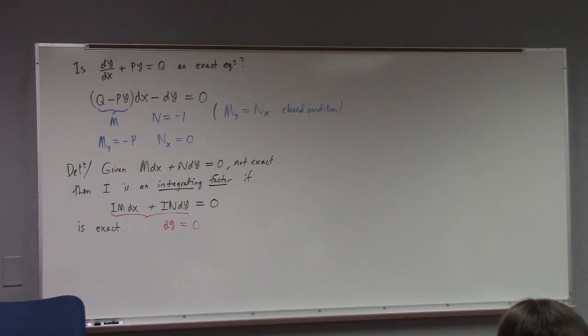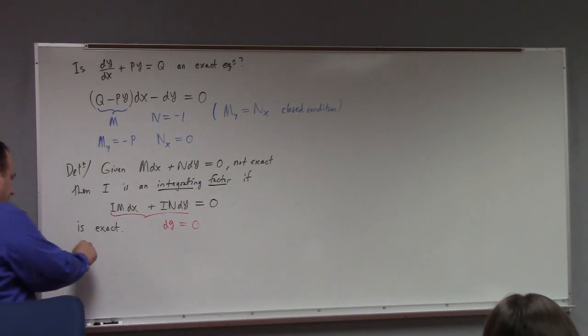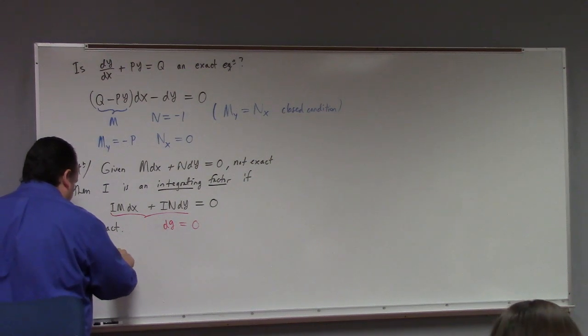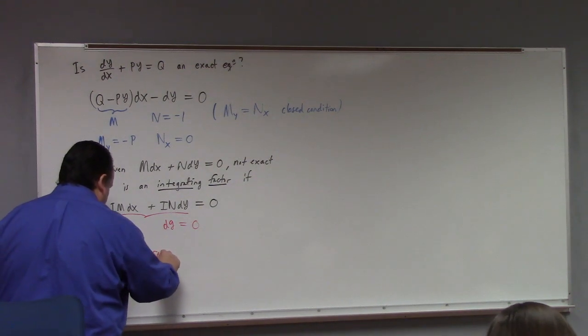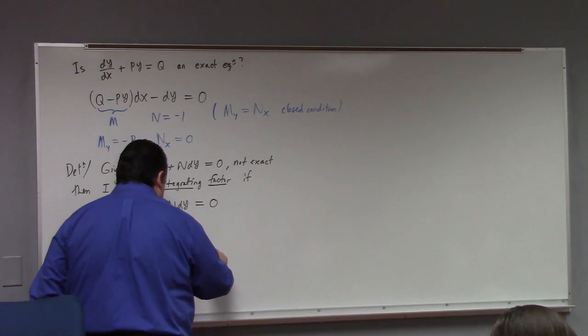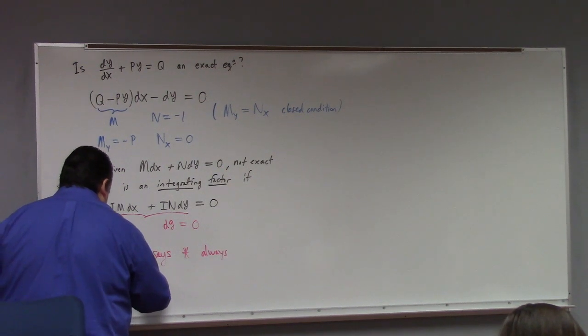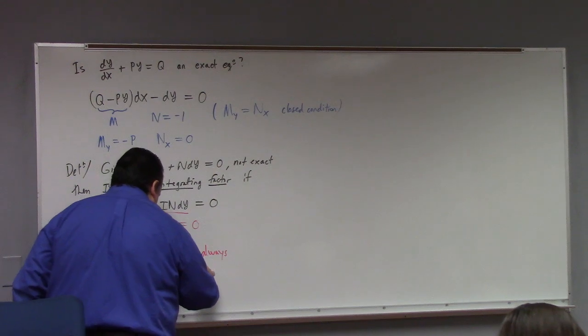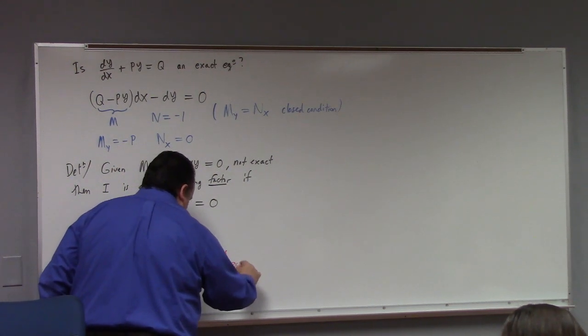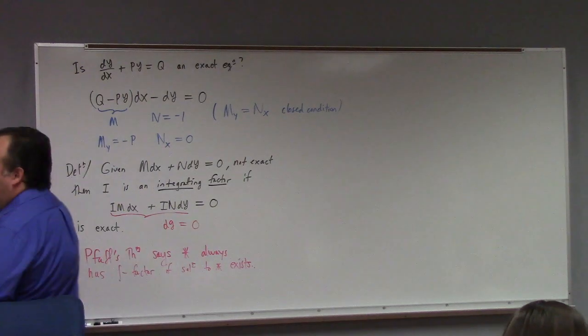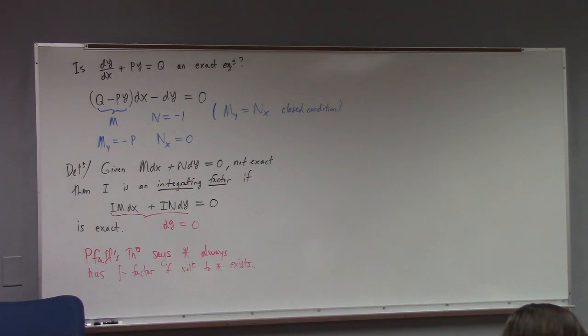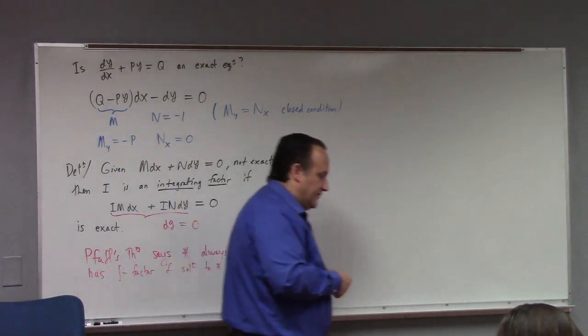And actually Pfaff's theorem, which I will not prove in here, but here's a theorem. It says star always has an integrating factor if a solution to star exists. And by star, I'm talking about the original problem. So literally any first order differential equation, if it has a solution, there exists an integrating factor to make it an exact equation. So in some sense, the notion of an exact equation is general.